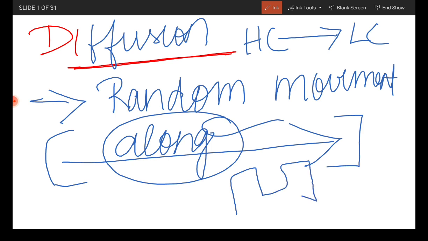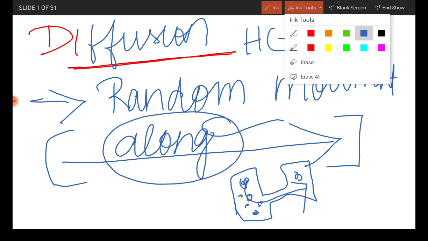In this system we have more solutes here, and only one solute there. Solute moves from the region of high concentration to a region of lower concentration.